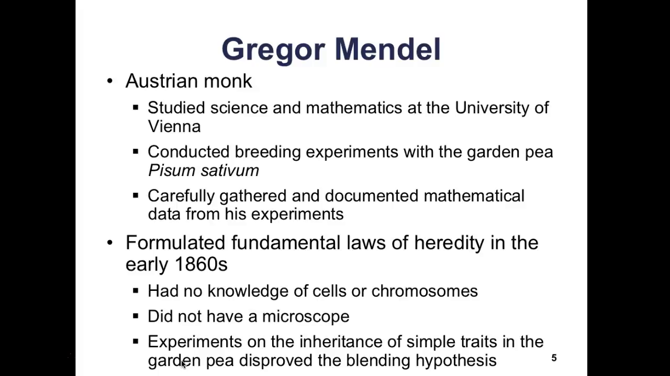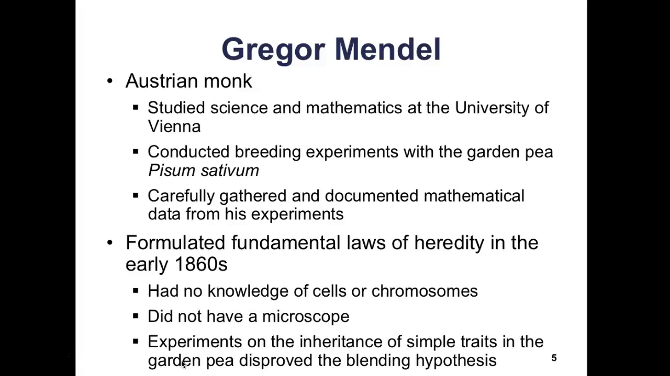So he conducted breeding experiments with the garden pea, Pisum sativum, and he carefully gathered and documented mathematical data from his experiments. So there was the scientific evidence in the data, quantitatively and also qualitatively, that really supported all these facts that he was finding over time using pea plants.